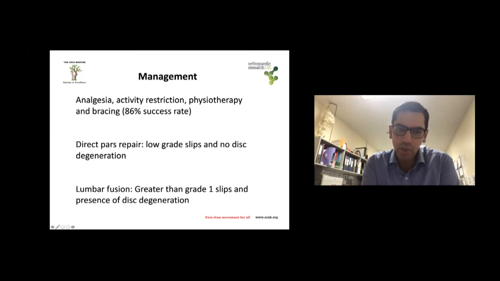If there's no disc degeneration and there's no significant slippage of one vertebral body on the other, I would consider a direct pars repair. Whereas if there's evidence of disc degeneration or a listhesis of greater than grade 1, I would consider a lumbar fusion.